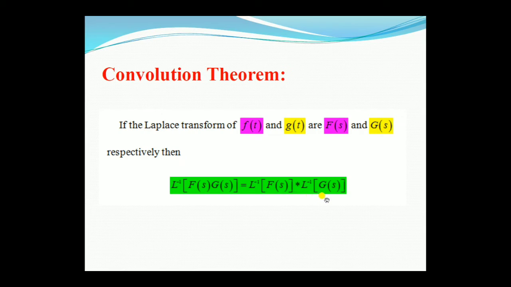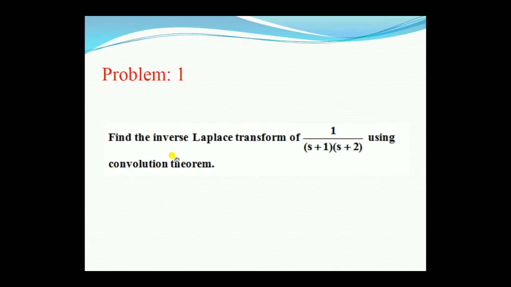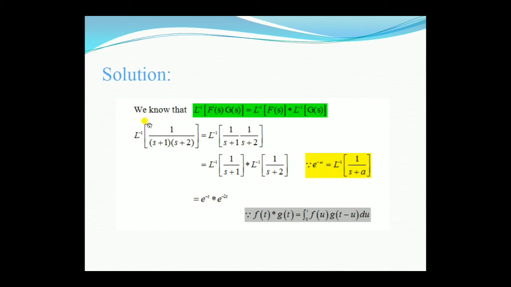So using the convolution theorem, you can prove many problems. Here we are proving a few problems. The first problem: find the inverse Laplace transform of 1 divided by s plus 1 into s plus 2 using the convolution theorem. Here it mentions the convolution theorem. Some problems are solved by the partial fraction method when the convolution theorem is not mentioned. Now the solution of the problem. First write down the convolution theorem.